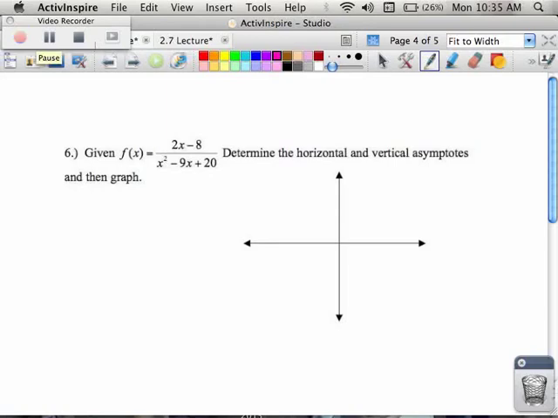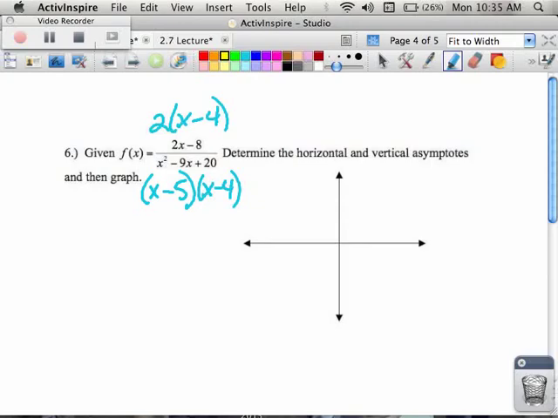Number 6, slight change of what actually happens. You probably should know that in this problem, the numerator is really the same as 2 times parentheses x minus 4. And the denominator is the same thing as x minus 5, x minus 4. What do you notice about the numerator and the denominator? They both have x minus 4. Excellent. They both have x minus 4.